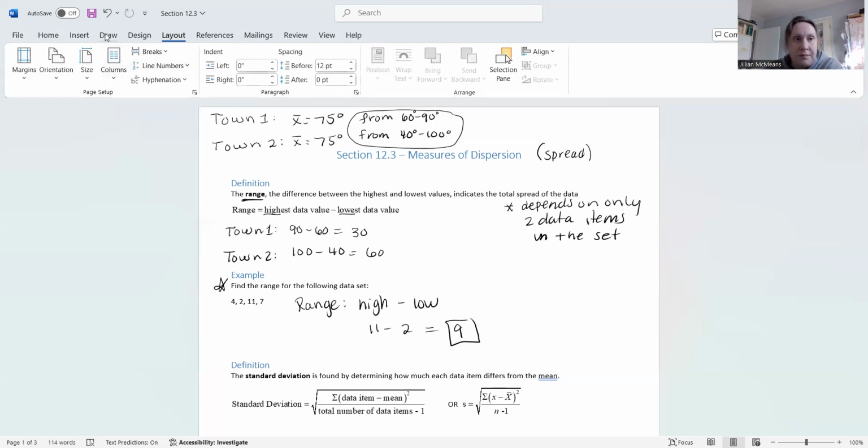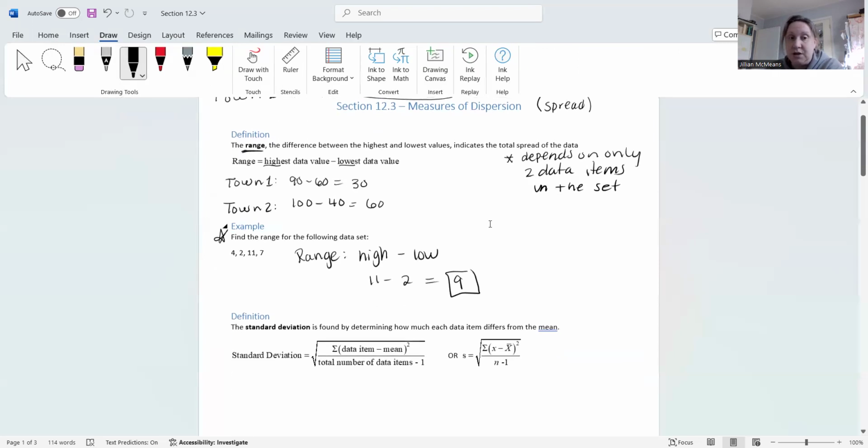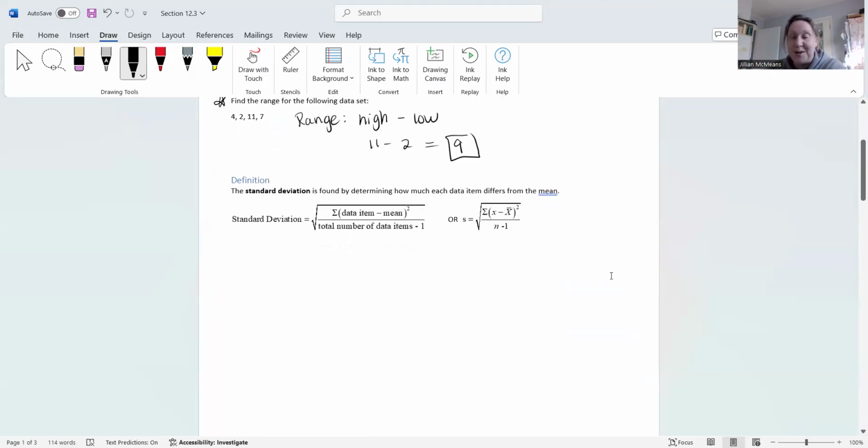Now, the measure that we're going to spend much more time on in this section is standard deviation. There's a lot more going on here, okay? You can see from the formula there's a lot more going on here. So the standard deviation is found by determining how much each data item differs from the mean, okay? So the first thing I really want to point out is when you're talking about the standard deviation, this is dependent on all data items. So each data item is going to be part of the calculation, which is different from the range. Remember, for the range, we're only looking at the highest and lowest data items. Here, we look at every single data item. They're all part of the calculation, okay?